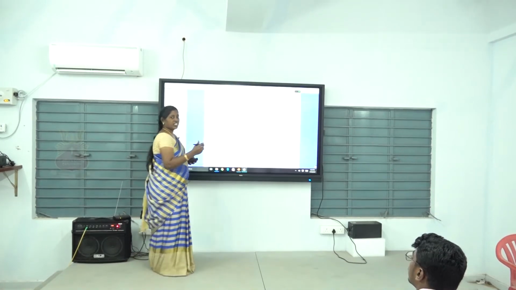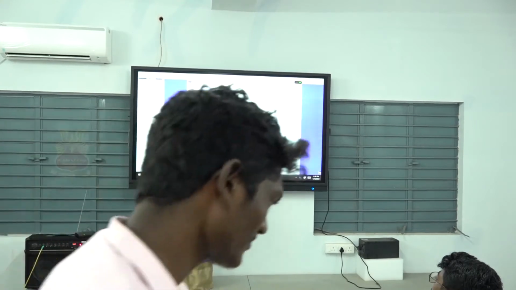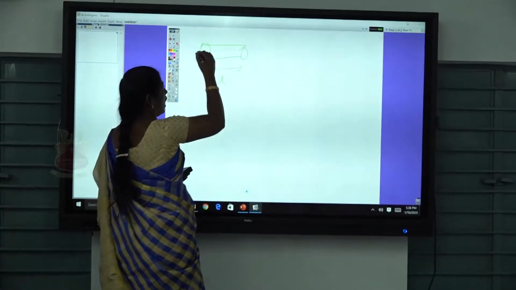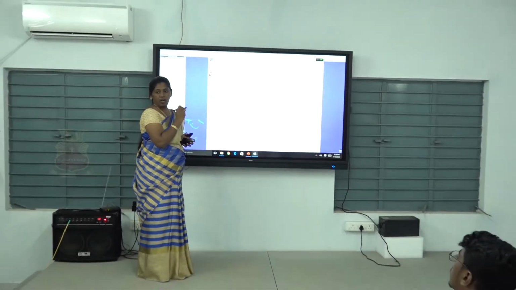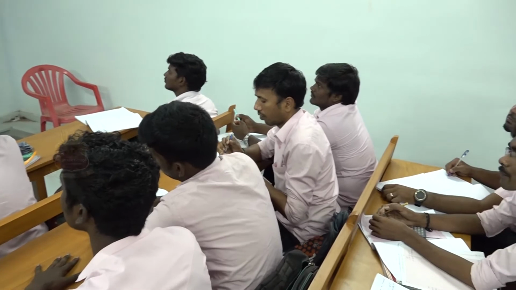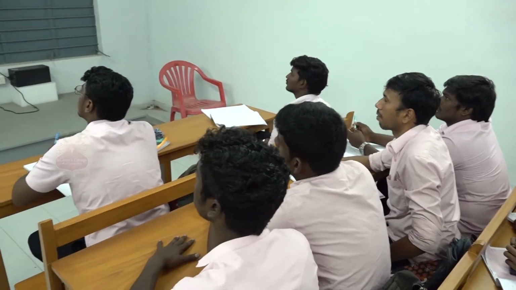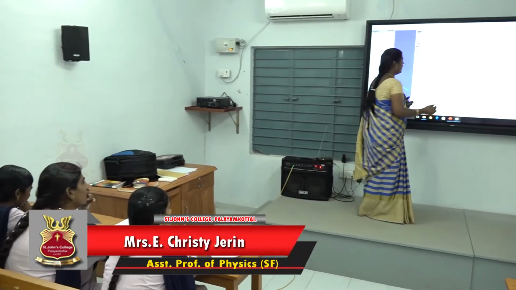Using Gauss law, we can calculate the electric field in a given system. For example, let us consider a long cylinder of length L and radius R, and calculate the electric field in it. The charge density rho is proportional to the distance from the axis. The distance from the axis is r. So rho is equal to kr, where k is the proportionality constant. Then write Gauss law.